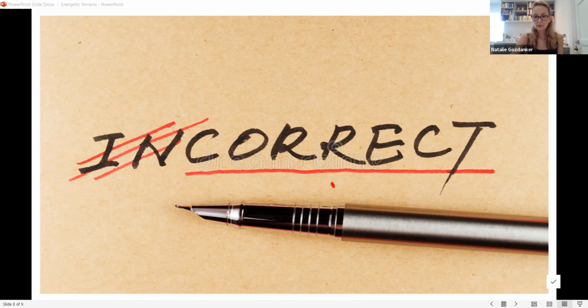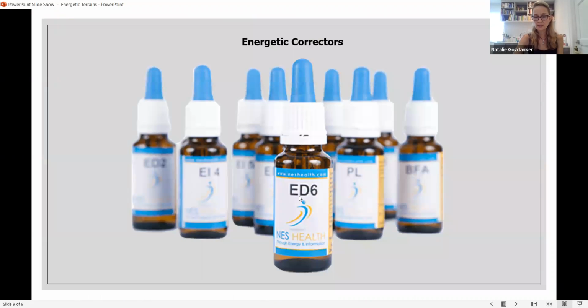So in order to look at all these in more detail, I just wanted to show you also the picture of those energetic correctors. In pharmaceuticals, most of you are familiar with that, but those are just mineral water with imprinted information, right? So in the case of the energetic terrains, it would be the corrective information of the pathogen, but not the real pathogen sitting there, okay?